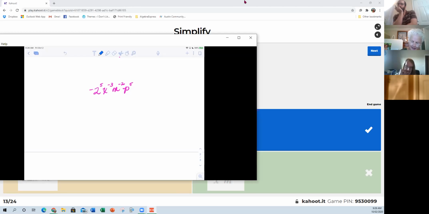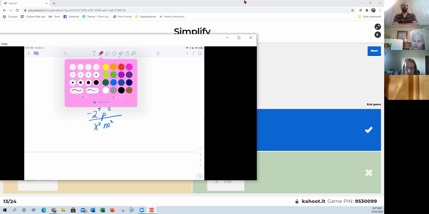Okay, so this negative just tells us that the simplified version is going to be negative. There's no parentheses anywhere, so that negative isn't going to be altered in any way, shape, or form. So I'm going to put this over 1. This guy has to go down in the bottom. This guy has to go down in the bottom. So what I'm left with is negative 2 to the 5th and p to the 5th on the top, and the bottom is x to the 3rd and m to the 2nd.